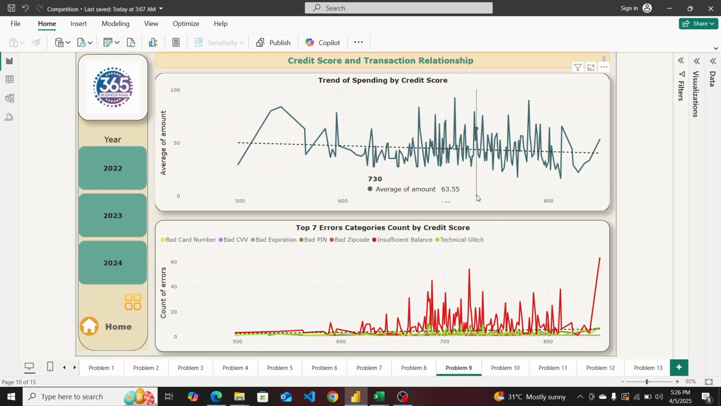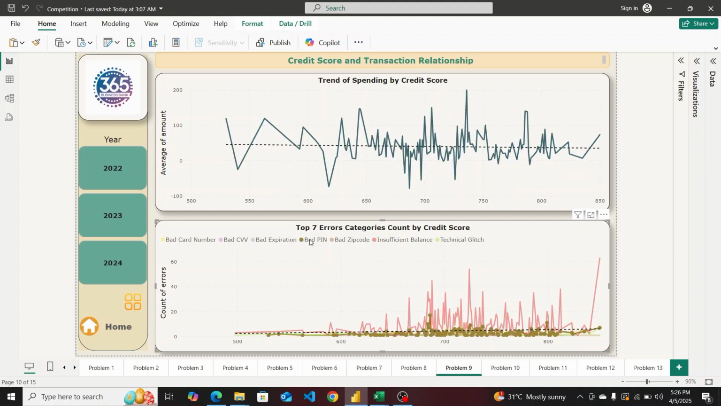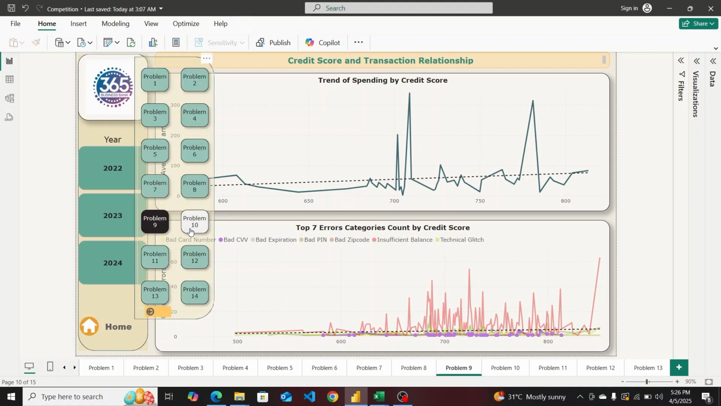There is a relationship between error and spending: as the transaction volume count increases, the error occurrence also increases. So these are the types. Insufficient balance occurs the most, then bad pin is the least, and bad CVV has touched the baseline. So this is the trend between error and credit score. Let's see problem 10.